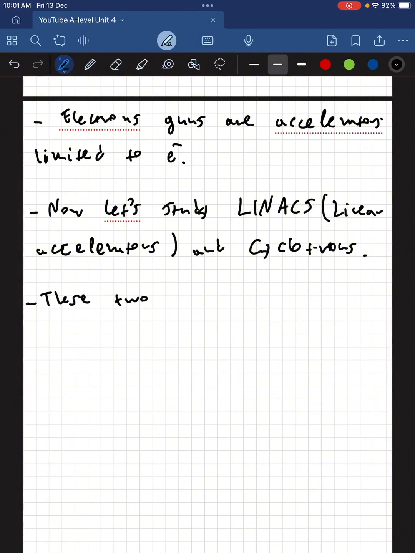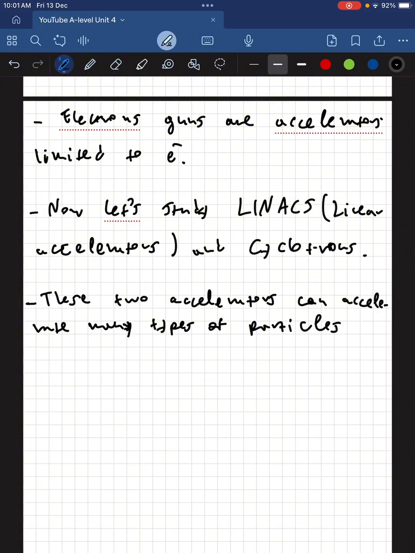So these two accelerators can accelerate many types of particles, such as protons, alpha particles, even uranium-235, etc. When I was getting my PhD at Notre Dame University, I had an office next to a nuclear accelerator, and the guys there were able to accelerate even radioactive particles, okay? So any type of particle can be accelerated pretty much.